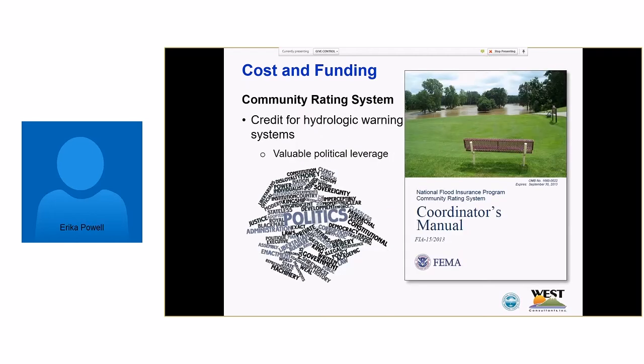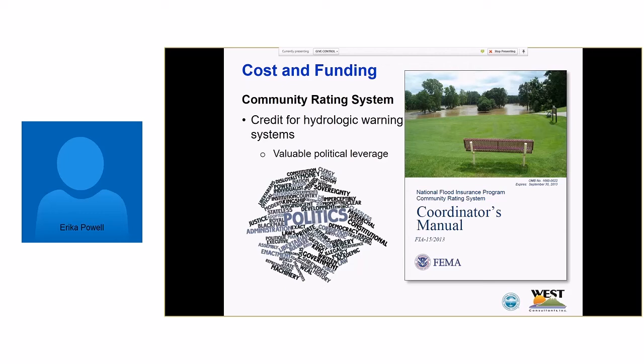A really important component for cost and funding issues is the Federal Emergency Management Agency's community rating system for flood insurance. The really important thing to remember is that your community gets credit for the implementation and operation of hydrologic warning systems. And that becomes valuable political leverage to encourage your local community leaders to participate in a flood warning and invest in a flood warning system.